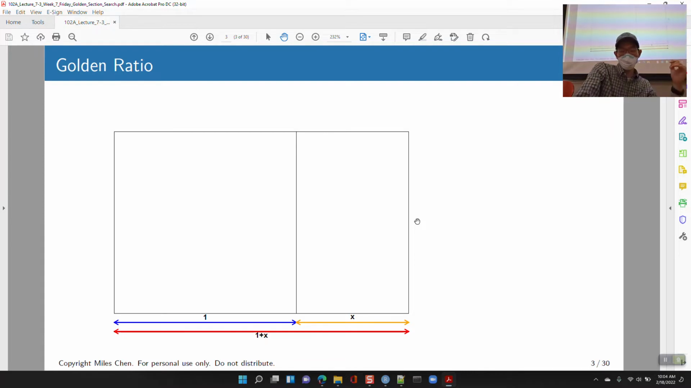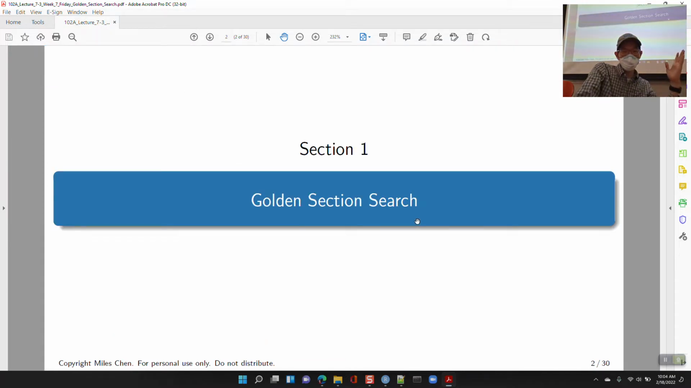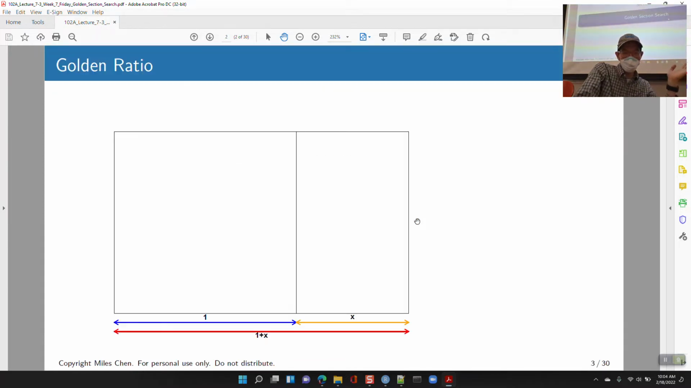Anyway, today we're bringing up golden section search. We're still talking numeric optimization. So golden section search is based off of the golden ratio, all right?